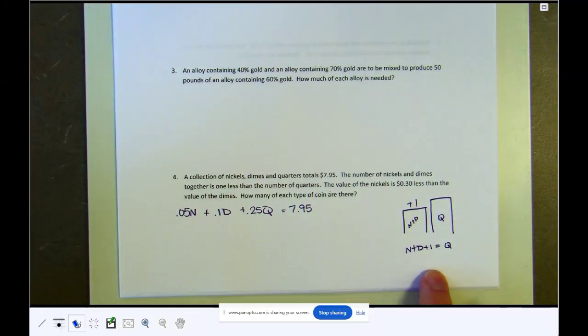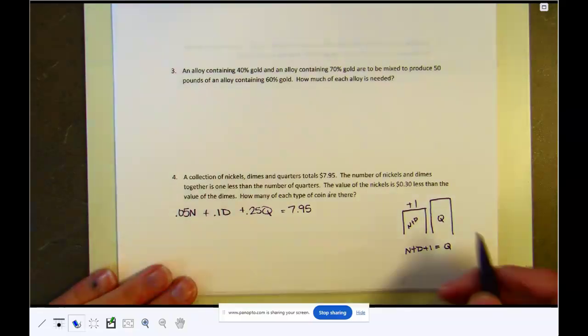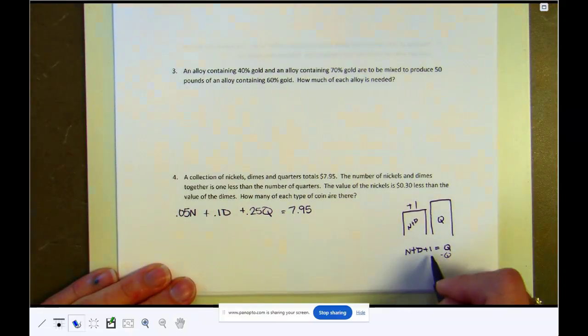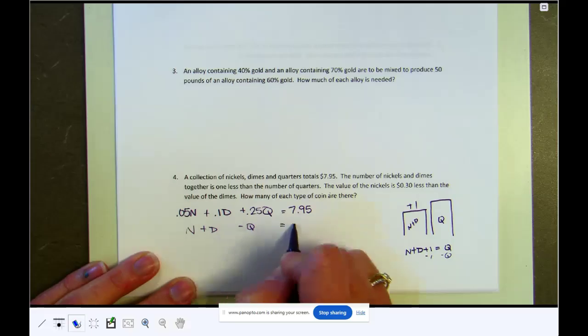Cannot put this in a matrix. What do I need to do? I got to move the q to the left and I got to move the 1 to the right. Now listen to me also carefully. You could, if you wanted to, move the n and the d to the right. Doesn't matter. You would have completely the opposite in your equation. It will work out just fine. Okay, I'm going to subtract my q though, and then subtract the 1. So I have n plus d minus q equals -1.